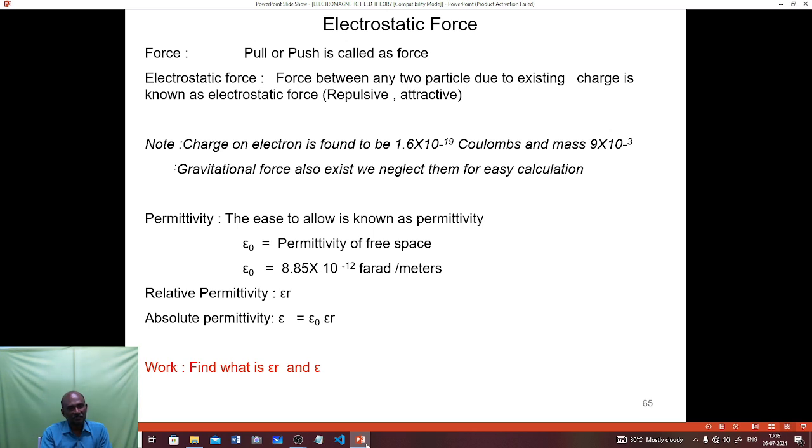Permittivity. Epsilon naught is the permittivity of free space. Its value is 8.85 × 10^-12 farad per meter. Then the relative permittivity, epsilon r. The absolute permittivity is calculated as the product of the permittivity of free space, epsilon naught, and the relative permittivity, epsilon r.